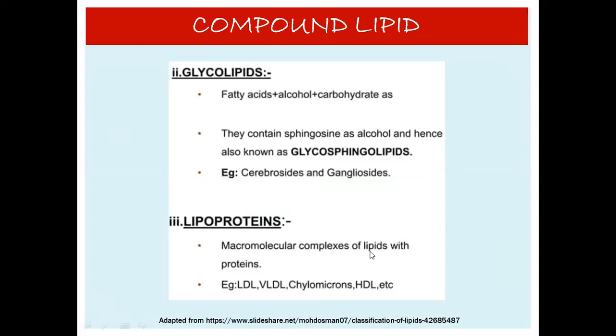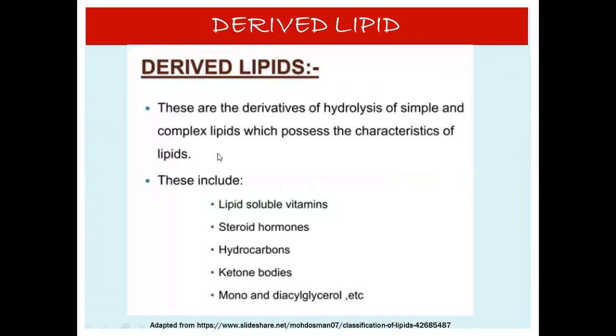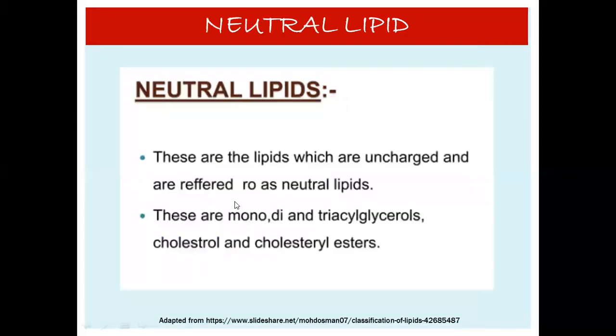Next, lipoproteins, macromolecular complexes of lipids with proteins. Okay, LDL, VLDL, chylomicrons, HDL, all are different examples of lipoproteins. Next, we'll see what derived lipids are. These are the derivatives from hydrolysis of simple and complex lipids, which possess the characteristics of lipids. These include lipid-soluble vitamins, steroid hormones, hydrocarbons, ketone bodies, mono and diacyl glycerol. Just keep in mind the definition of derived lipids and different examples of derived lipids.